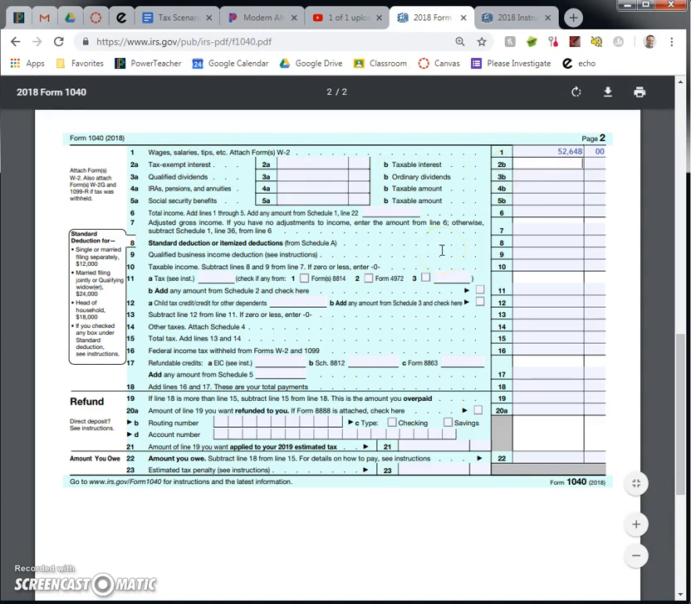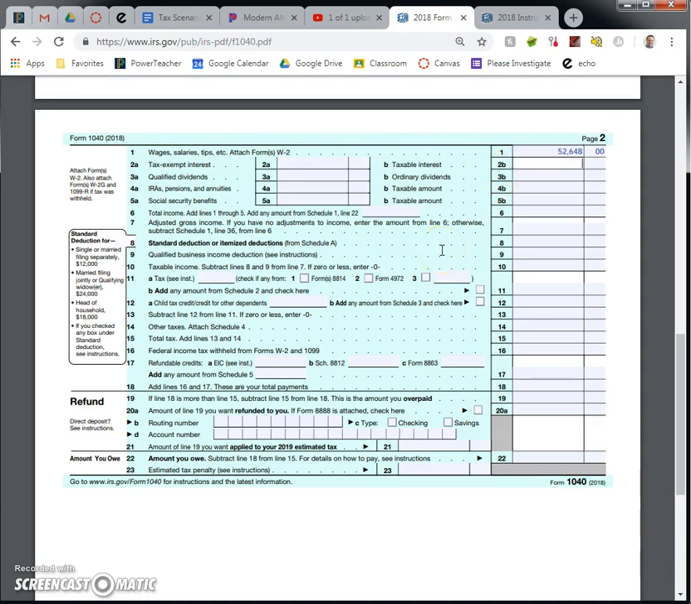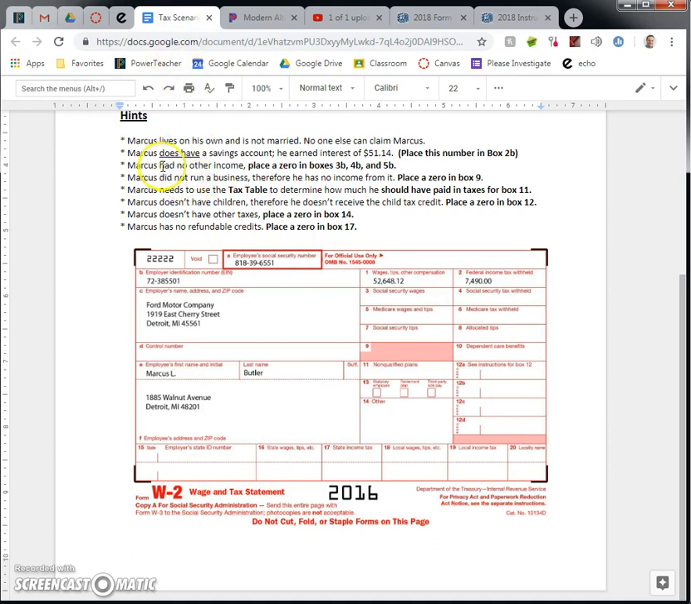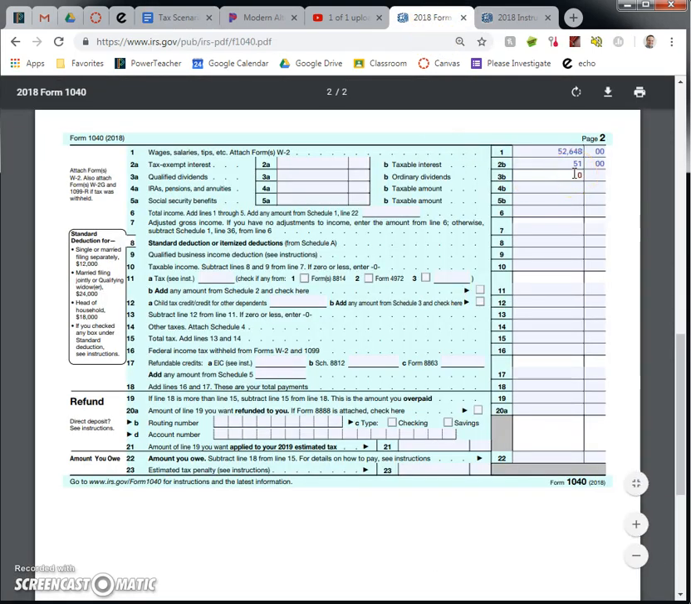We are going to, or taxable interest, excuse me. We are going to put the amount that Marcus earned from his savings account there. That is money that the government is going to tax him on, so we need to include it in. Now, I don't think he has anything else. Yeah, I don't see anything in here about him having a retirement account or getting dividends from investments. So we are going to go ahead and put zeros in boxes 3, 4, and 5. Oh, I put one extra one there.